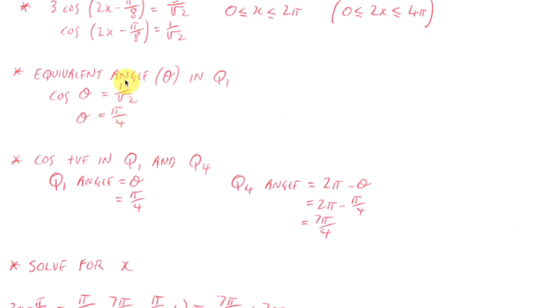Notice that my fraction here is positive, so I'm looking for where cos is positive. So, all schools teach cos: cos is positive in quadrants 1 and 4. My quadrant 1 angle is theta, so that's just pi on 4. My quadrant 4 angle is 2 pi minus theta. So it's 2 pi minus pi on 4, and of course 2 pi can be written as 8 pi on 4, so it's 8 pi on 4 minus pi on 4, which is 7 pi on 4. So these are my solutions for one forward revolution of the unit circle.